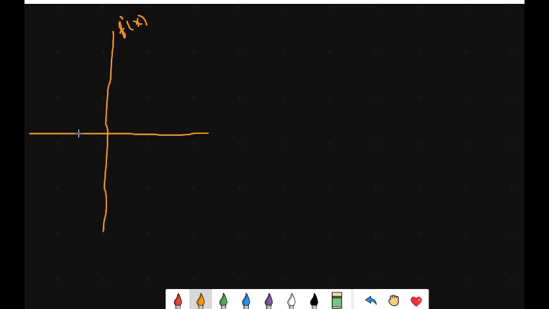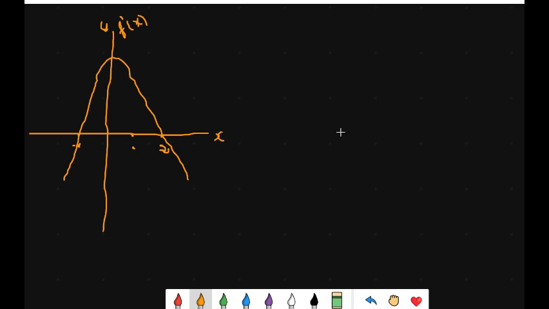So if this is -1, and this is 1, and this is 2, the function starts negative on the y-axis, keeps going up after -1, and then it keeps coming down, and then at 2 it goes negative again on your y-axis. This is your y-axis, this is x.